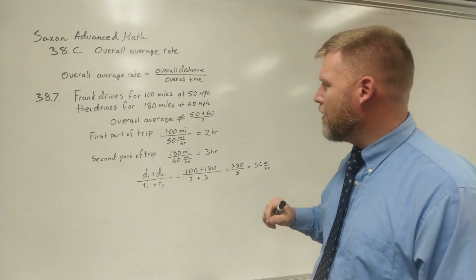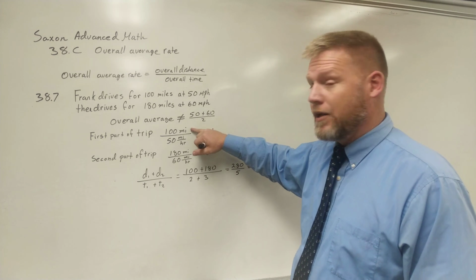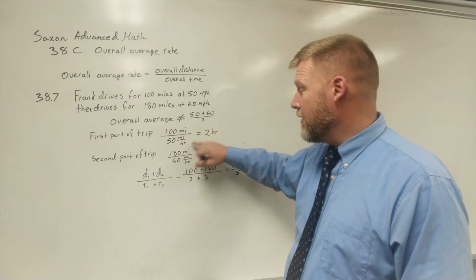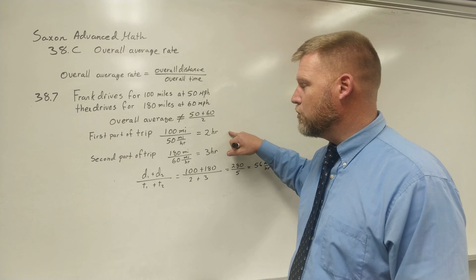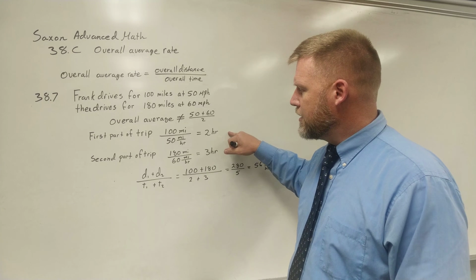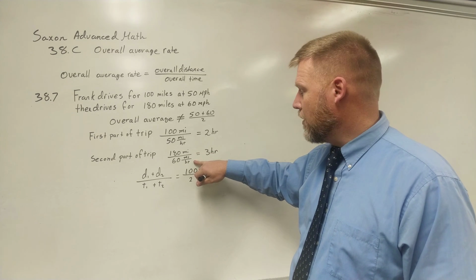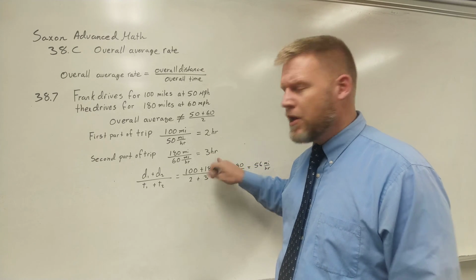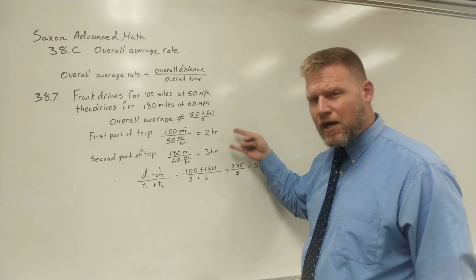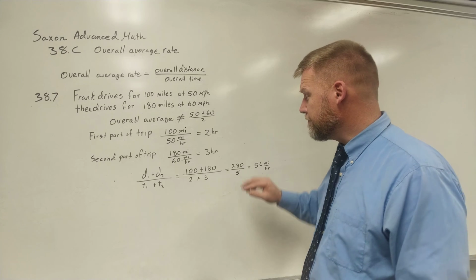In order to find time, I remember that I can say 100 miles divided by 50 miles per hour. That's going to give me 2 hours. So it took him 2 hours for the first part of the trip. The second part of the trip, he drove 180 miles at 60 miles per hour. That's going to give me 3 hours. So he spent different amounts of time driving at these different rates.